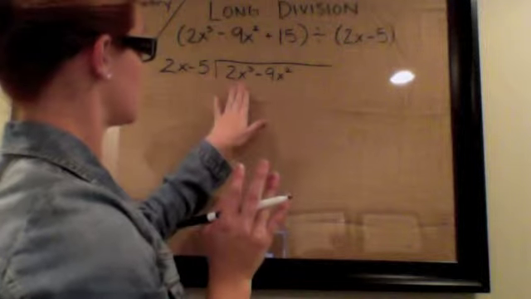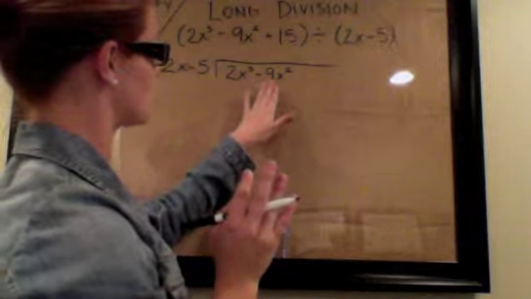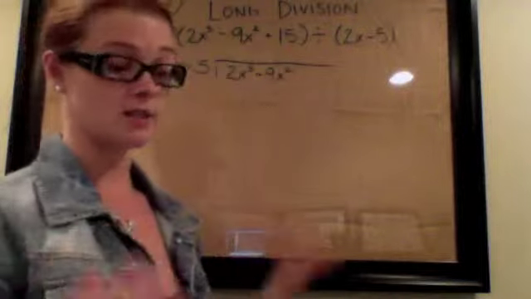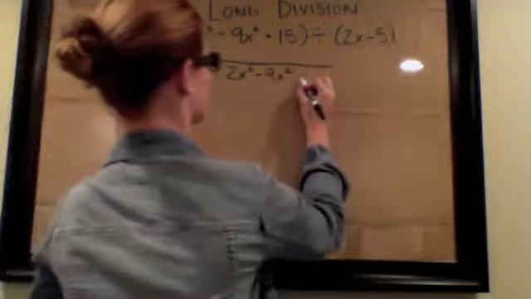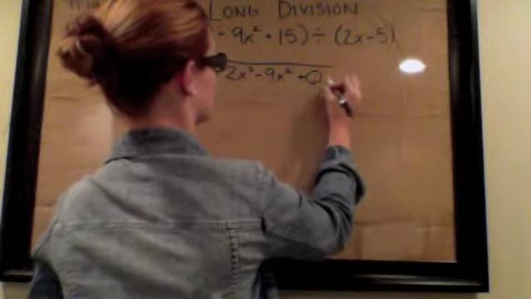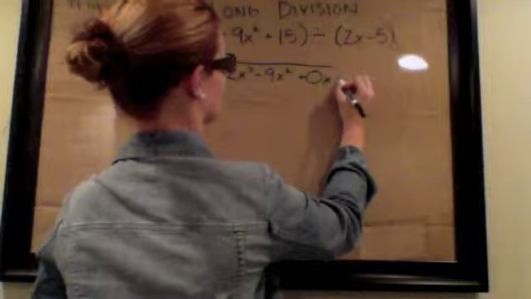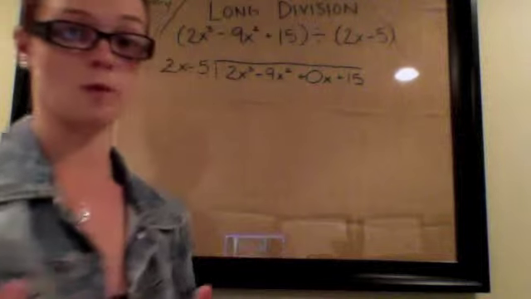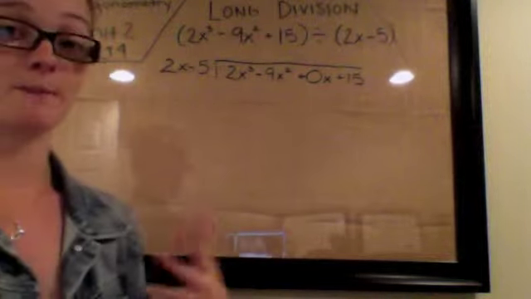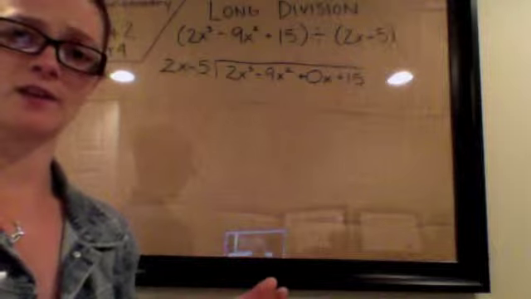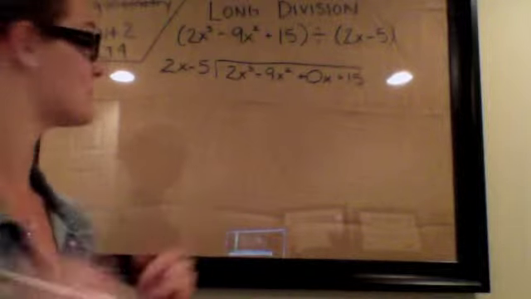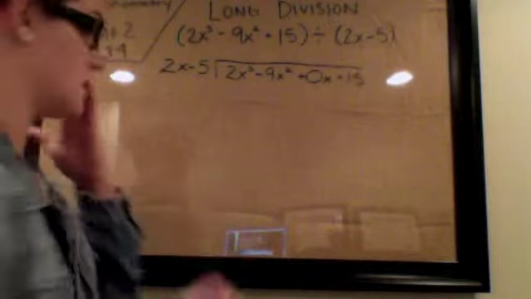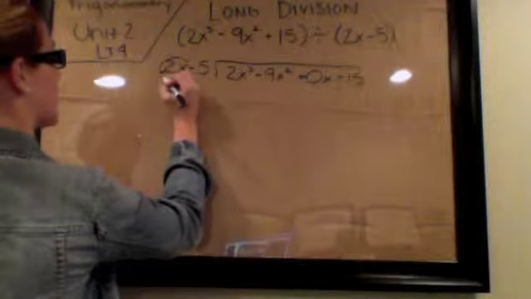I paused because I have 2x cubed minus 9x squared, and my polynomial is actually missing my x term. So I'm going to put in adding 0 times x, because just like with synthetic division, you also need to include the terms that are missing, the x values that are not appearing.